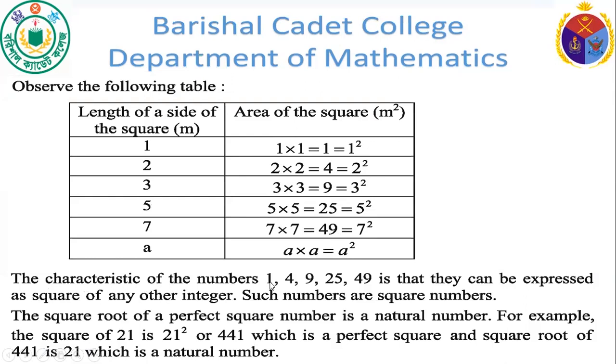The characteristic of the numbers 1, 4, 9, 25, 49 is that they can be expressed as the square of some other integers. Such numbers are called square numbers. So boys, mark it. What are square numbers? The square root of a perfect square number is a natural number. For example, the square of 21 is 21 square, or 441, which is a perfect square. And the square root of 441 is 21, which is a natural number.